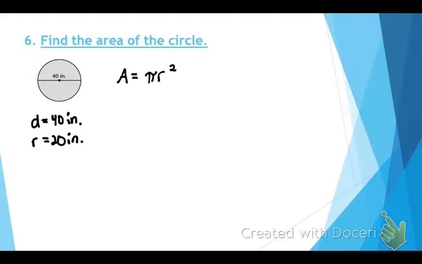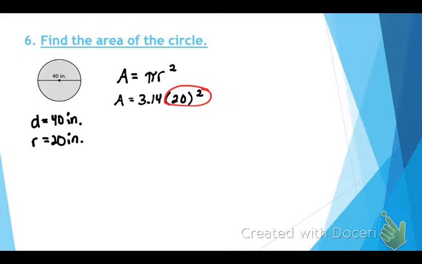Nikki, what is pi? Very good. Ayano, what is the radius? 20. And what do I have to do to the 20, class? Square it. Okay? Should I multiply these two together first, or should I do my square? Square. Always do the square first.